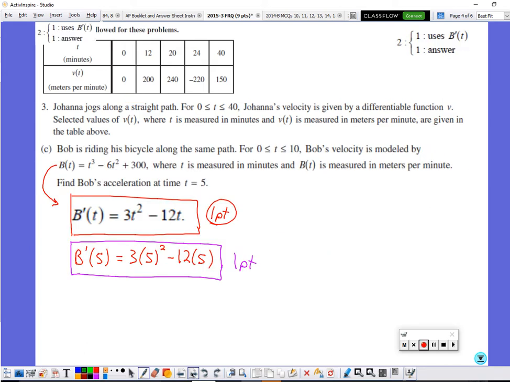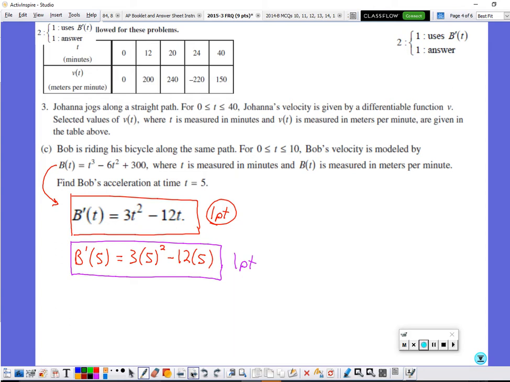If you have b prime of t written down as I boxed, you get 1 point. If you properly plugged in the 5, you get another point. You do not have to work this out. I wouldn't. I just stop there. Questions on this one? It's okay to change the A to right instead of B prime. I think they'd be okay with that.